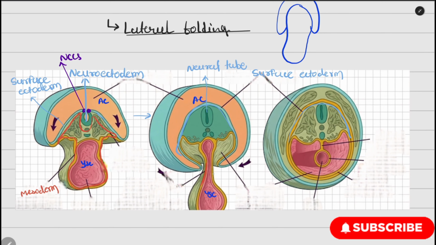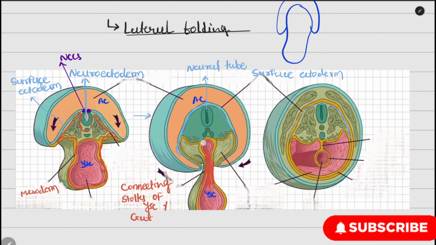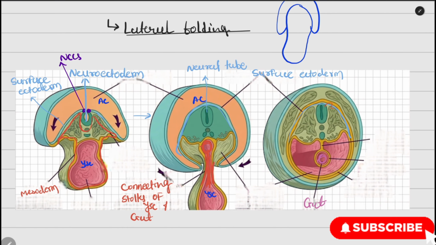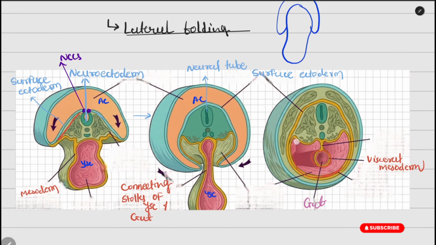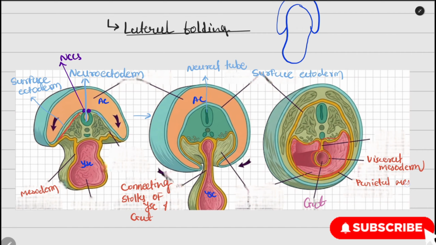Now we know the yolk sac is connected to the gut tube. As time passes, the yolk sac regresses. Now we can see only the gut tube. And we have the neural tube and surface ectoderm. And this is the visceral mesoderm and parietal mesoderm. We will see how this mesoderm forms in the next video.